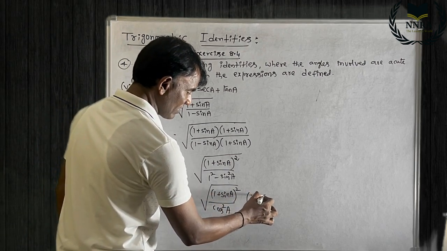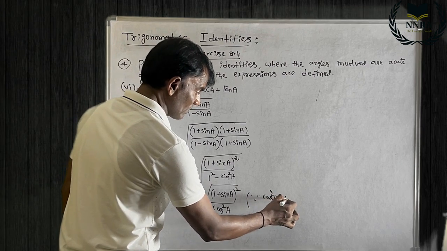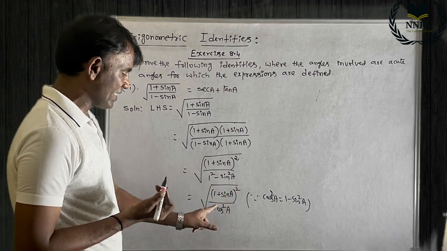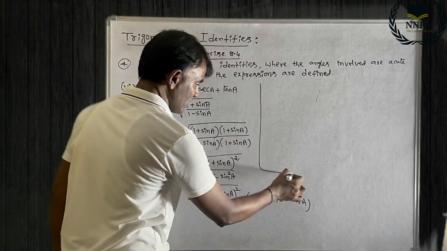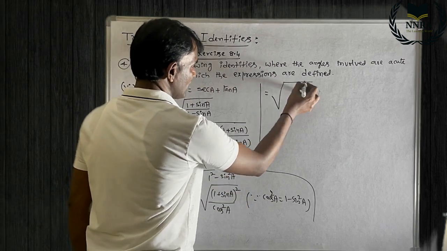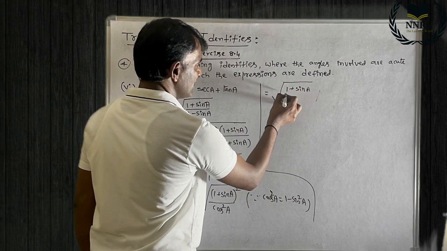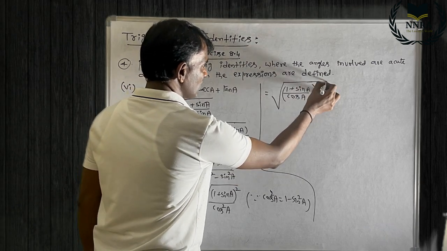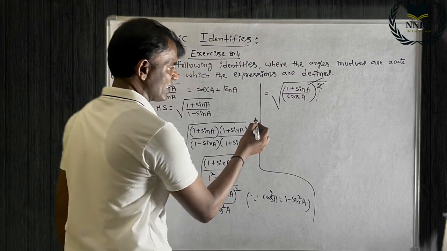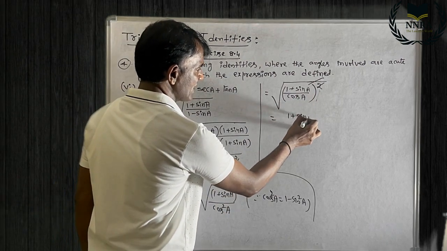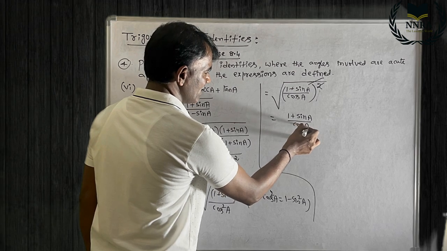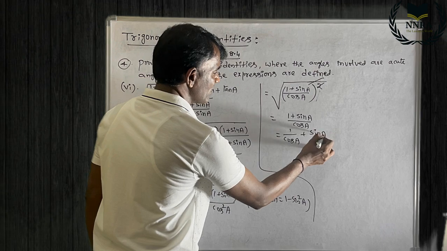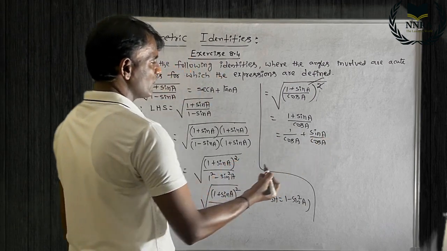If you want, just write here cos square A equal to, what is that? 1 minus sin square A. So that is the formula. And for this, the square root cancels. For this also the square root cancels. Otherwise just write like this. So square root of (1 plus sin A) divided by cos A, then whole power 2. Now square root and square cancel. What is the remaining value? 1 plus sin A divided by, what is that? Cos A. Now what is the first term? 1 by cos A. And the second term, sin A divided by cos A. Just we split both the values, okay?